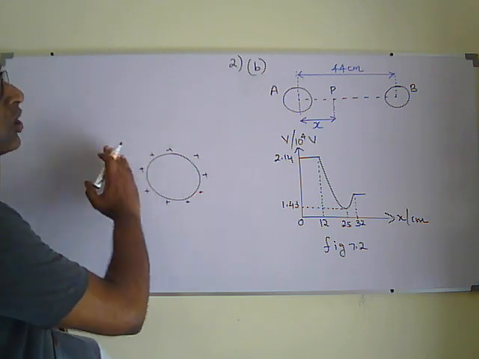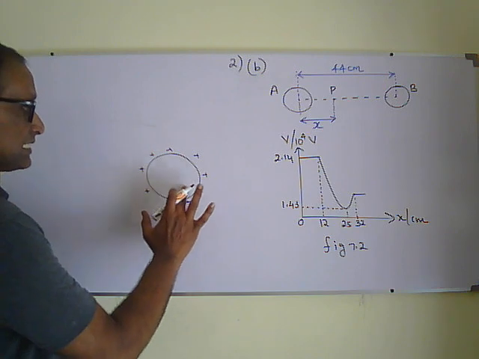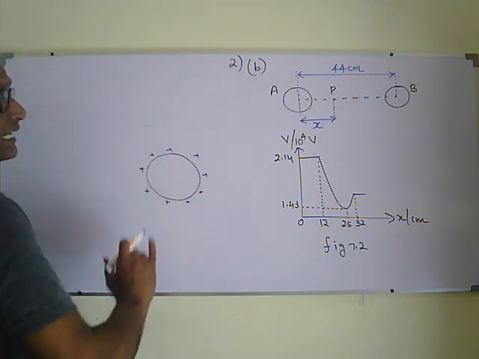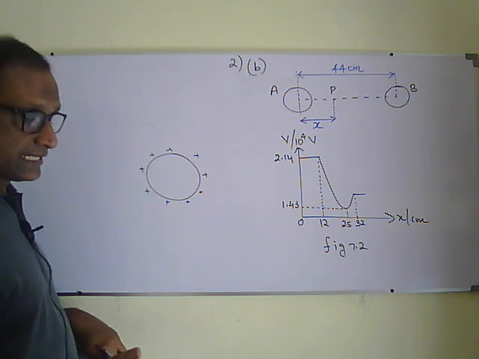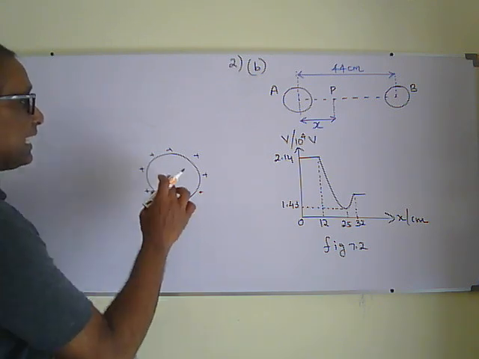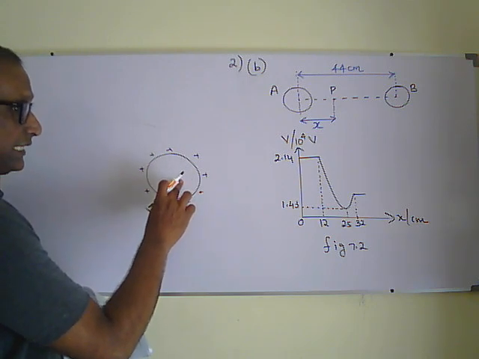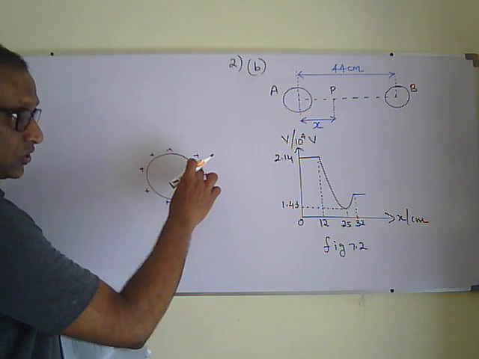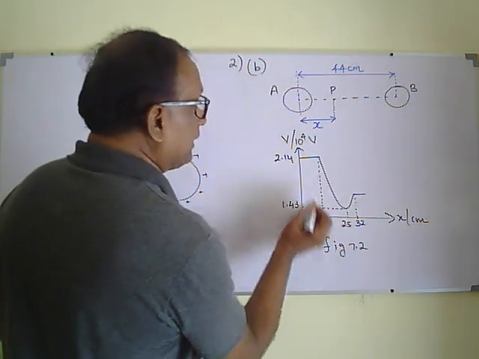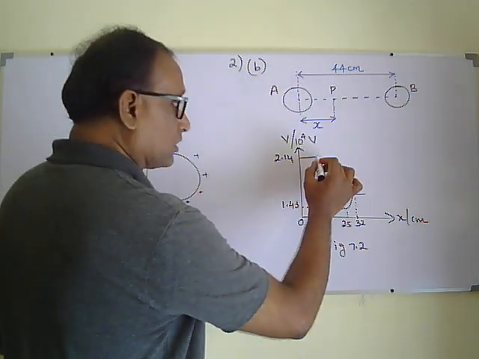So the charges have already displaced and they are not experiencing any electrostatic force inside the solid conducting sphere. So inside the solid sphere, there is no electric field strength, but the electric potential will be the same at all points, and that will be the electric potential on the surface also. You can see up to 12 centimeters from the center of sphere A, the electric potential is drawn constant.